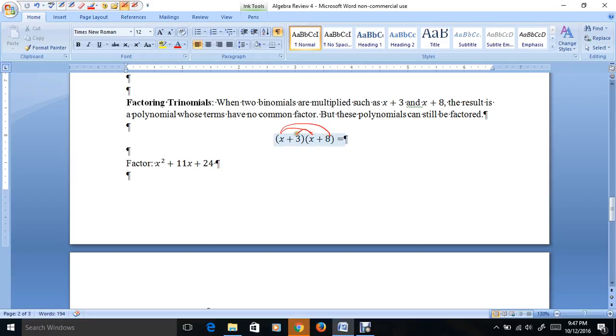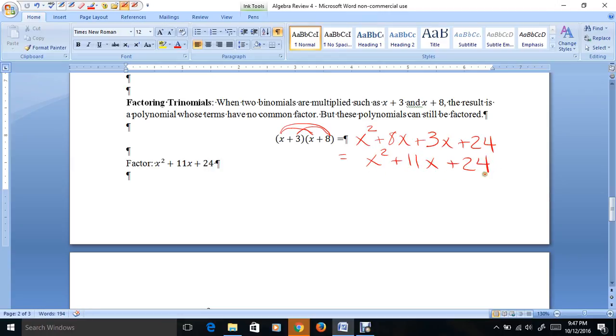I'm going to do the distributive property and figure all that out. So x times x is x squared, and then x times 8, that's plus 8x, and then 3 times x, so that's plus 3x, and then 3 times 8 makes plus 24. So if you add the like terms here, you get x squared plus 11x plus 24.